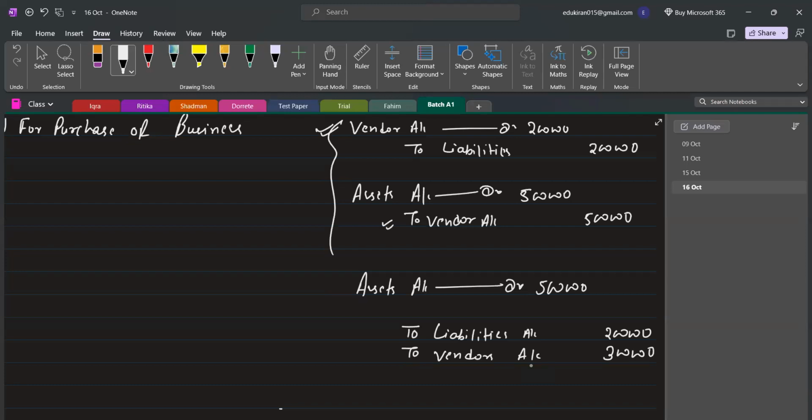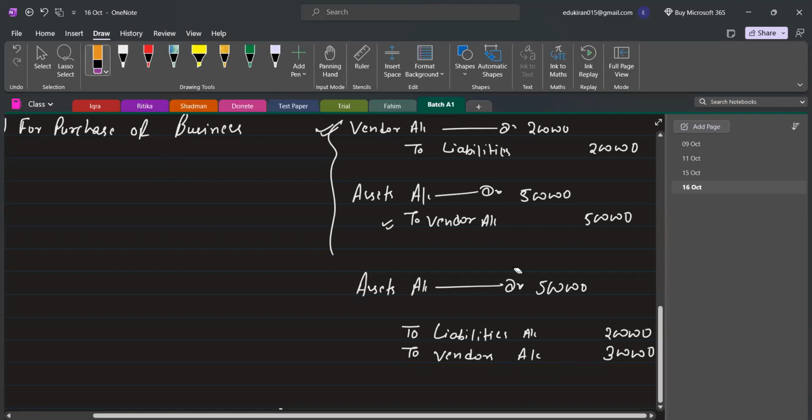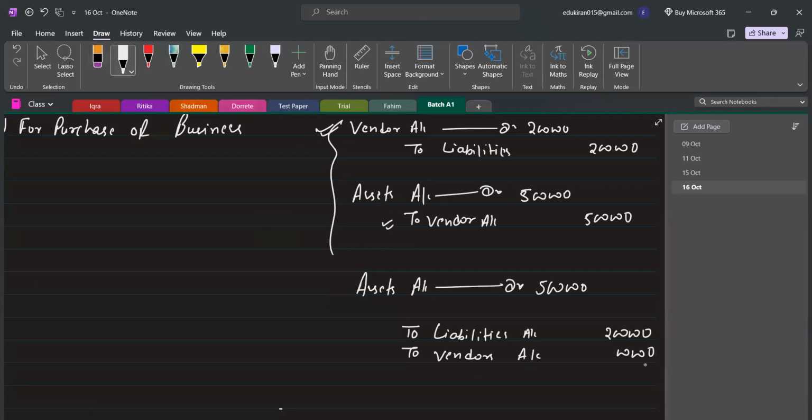Sir, which amount would change to 4 lakhs? This vendor amount will change to 4 lakh, because this vendor is a liability for us. We have taken 5 lakh worth of assets from him and 2 lakh worth of liabilities, so we have to pay 3 lakh here. But if the question says that we have to pay him 4 lakh, then we have to write 4 lakh here. And there will be some changes here also. Let me write it. So the vendor account will be 4 lakh.